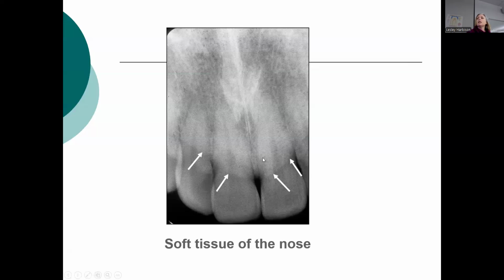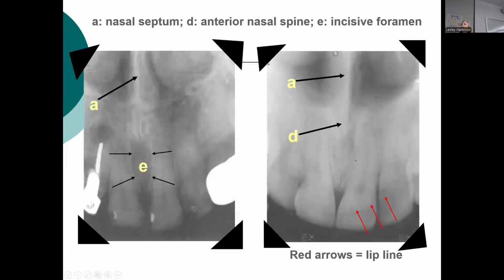But this one can be a little confusing because it's pretty much right at the CEJ. So some people might be like, well, which one is it? But it's still above the crown. So I would still say default to nose if it's above the crown. Just because you think of where your lip lies when you're taking a picture, and then where the nose would lie. But it can be tricky. I will admit it.